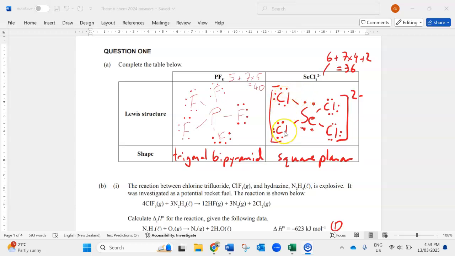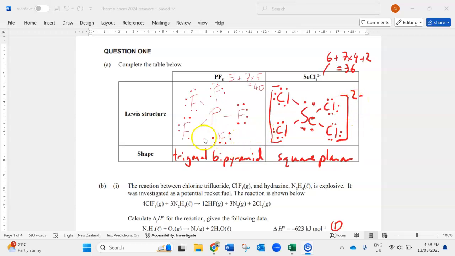So that's 8, 16, 24, 32. So there are 4 electrons left. So that's 2 lone pairs on the selenium. And because it's an ion, you put square brackets around it and put the charge here, -2.